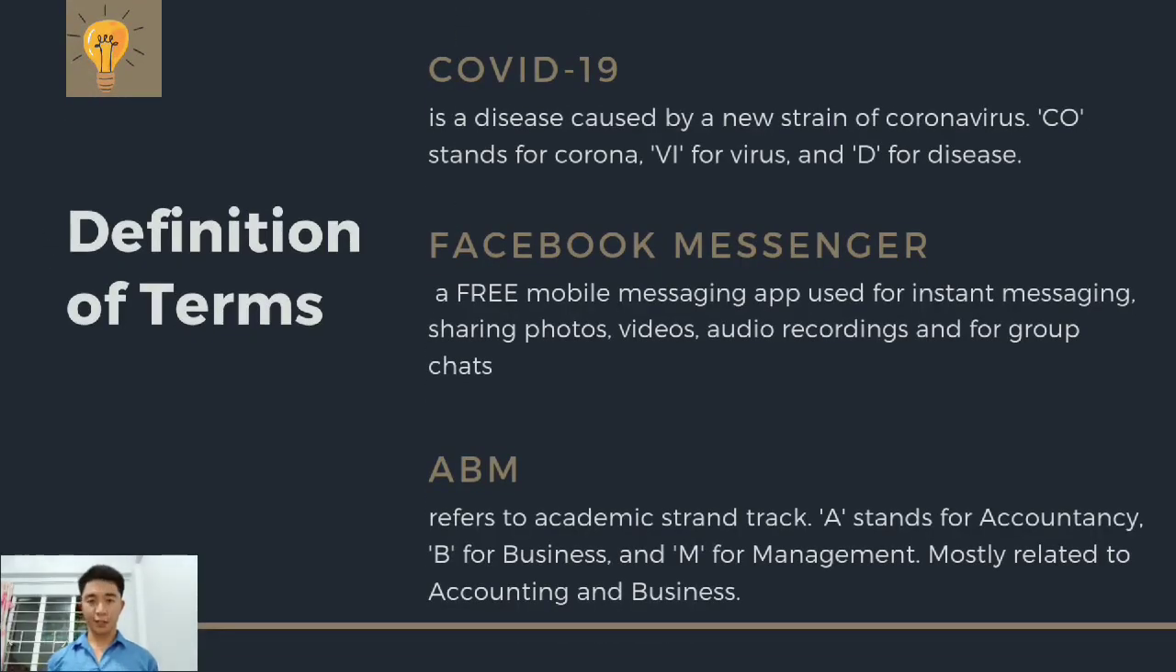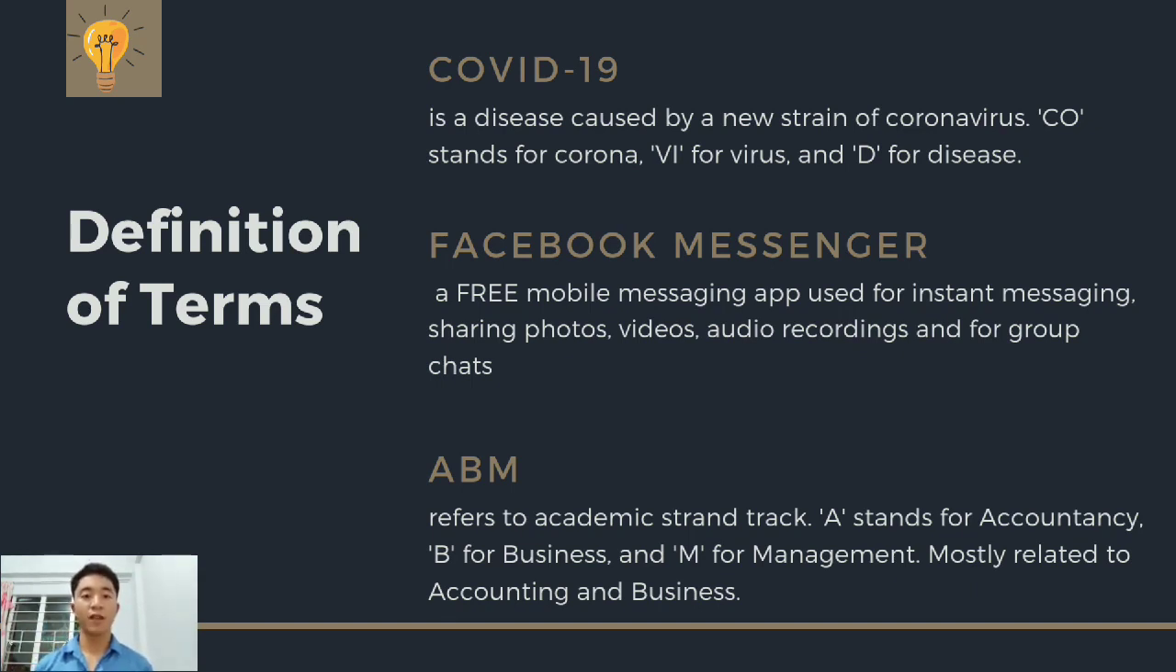Definition of terms is included. Here are the words that may be confusing at first for some readers and researchers. First is the word COVID-19. COVID-19 is a disease caused by new strain of coronavirus. Co stands for corona, V for virus, and D for disease.